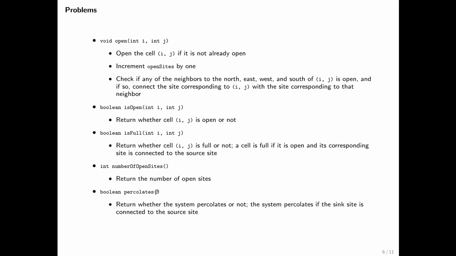And then percolates is supposed to tell you whether or not the system percolates. Well, when does the system percolate? Again, this question is very nicely answered when you look at things from the union find standpoint. In the union find data structure, if the sink virtual site is connected to the source virtual site, then we say that the corresponding percolation system does percolate, right? And if the sink is not connected to the source site, then we say that the system does not percolate. Okay.